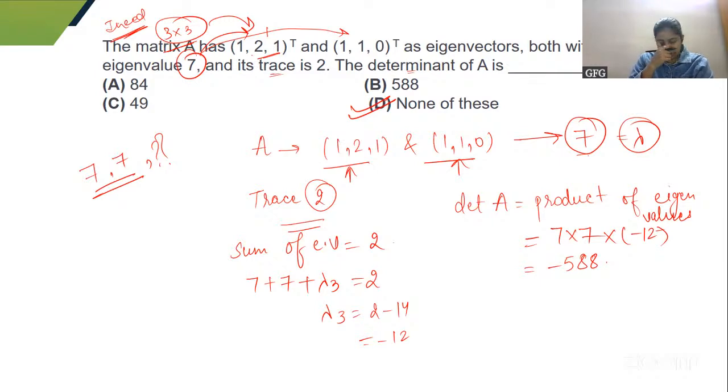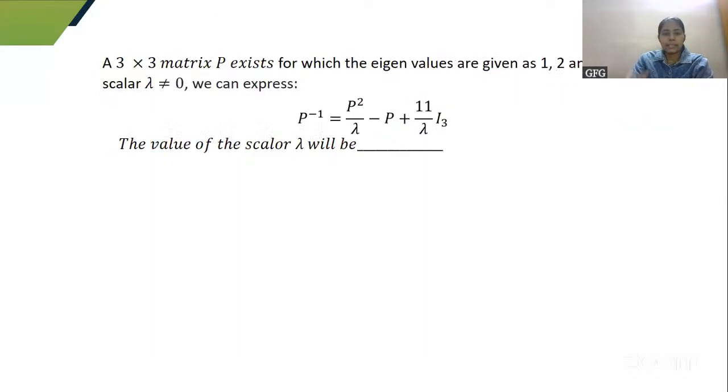Okay, so if this question is clear, let's try to solve this next question, guys. We have a matrix P of order 3 cross 3. It has eigenvalues 1, 2, 3, and they're asking that for a scalar lambda, we can express this matrix P in this format. Then they're asking what would be the value of the scalar lambda.